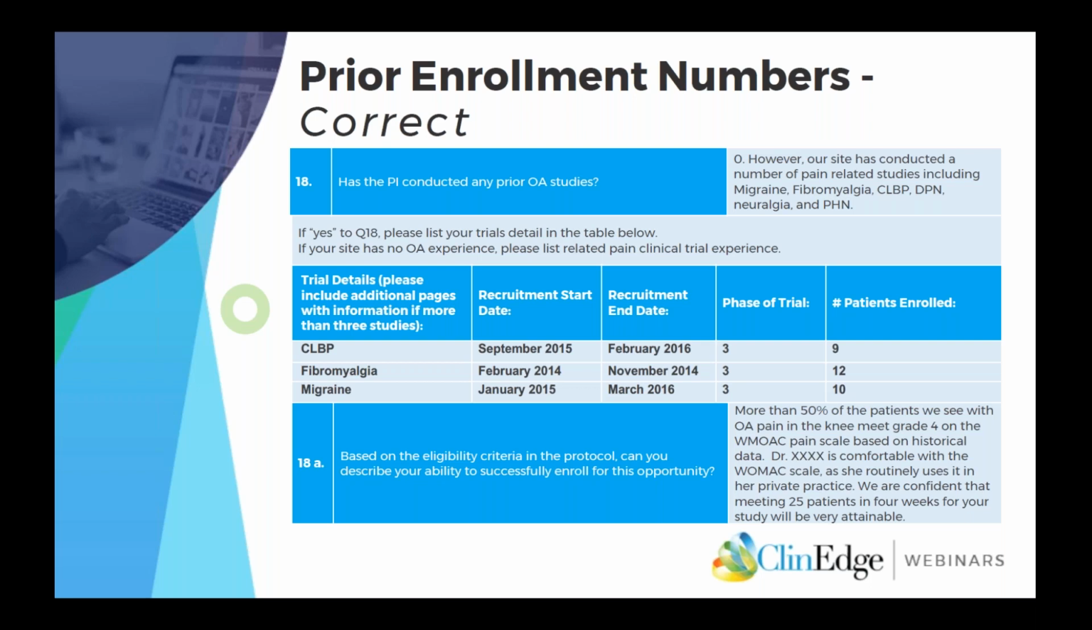So you see here, maybe there was a point in the protocol that had recruitment expectations that they wanted to see each site recruit 25 patients in 4 weeks. So they made sure to throw that in there as well, just proving they read the protocol and that they're really invested in this study, learning more about it.